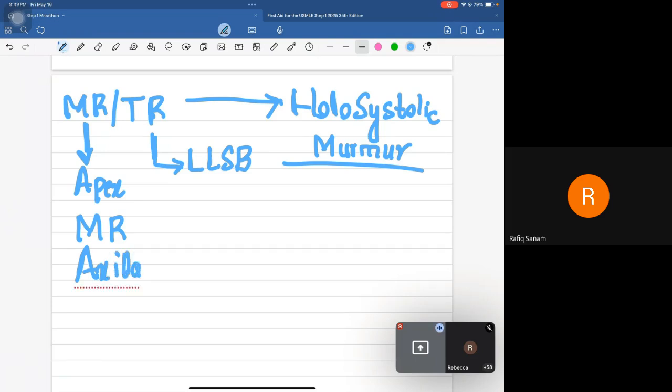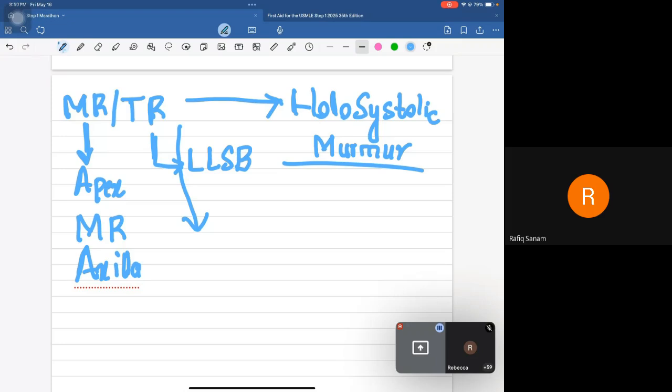Again, there is a murmur of tricuspid regurgitation as well. What causes the murmur of tricuspid regurgitation? Two things are going to lead to the murmur of tricuspid regurgitation, and these two things are very high yield, right? You cannot forget these two things. Number one is the placement of a permanent heart pacemaker, right?